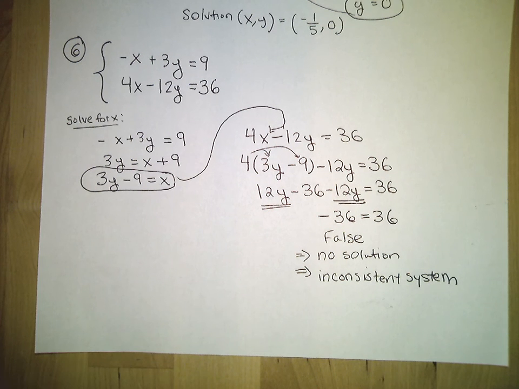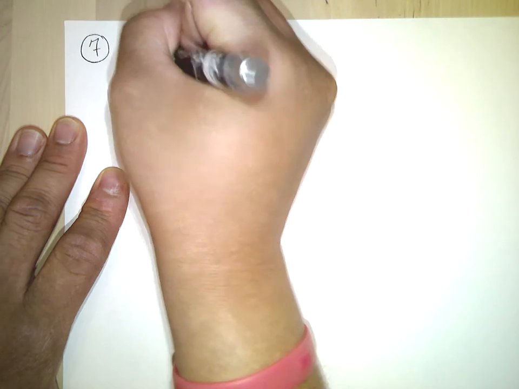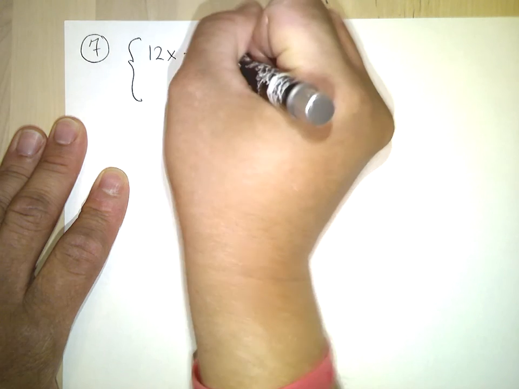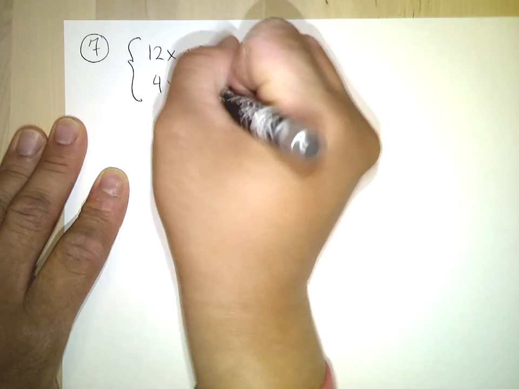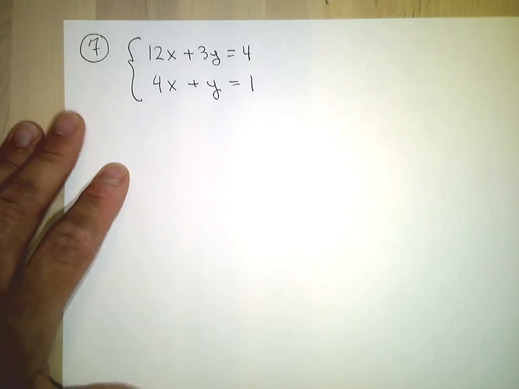All right, so let's try another one here. So hopefully you are truly enjoying these today. So let's see, we have 12x plus 3y equals 4, and 4x plus y equals 1.